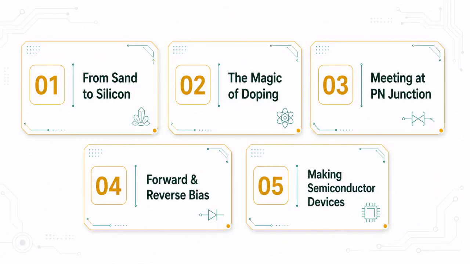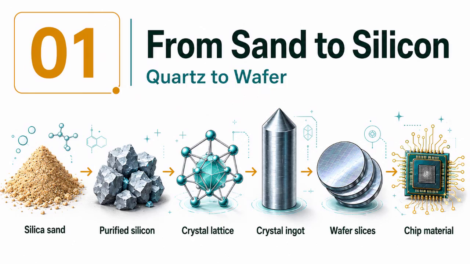So here is our roadmap for the breakdown. First, from sand to silicon. Second, the magic of doping. Third, meeting at the PN junction. Fourth, forward and reverse bias. And finally, making the semiconductor. Let's get to it. Part 1, from sand to silicon.